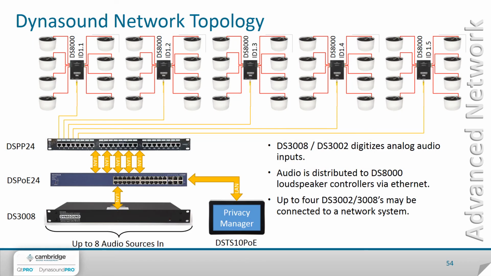When music and paging sources are used with the Dynasound network system, a DS3008 or DS3002 may be used to digitize line-level audio inputs, making them available for use by a DS8000 loudspeaker controller. While only one DS3008 is shown here, up to 4 DS3008s may be connected to the system, bringing the total channel count up to 32 audio channels total.